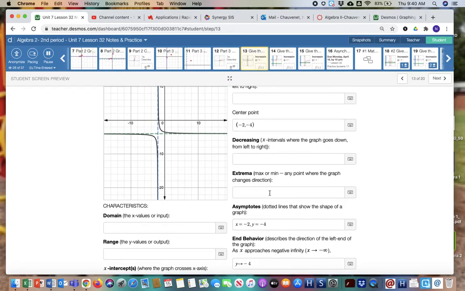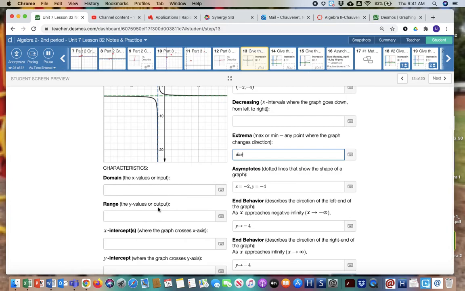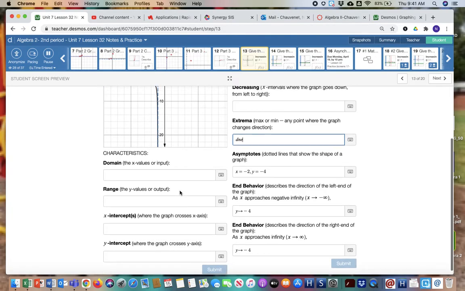Okay, in terms of extrema, it would have to distinctly change directions, like go up, then come down, or go down, then go up. It doesn't do that. So these are D and E. Okay? All right, for increasing and decreasing, we're actually going to answer the domain and range first, and then we'll come back to them. All right, let's knock out the XY intercept.